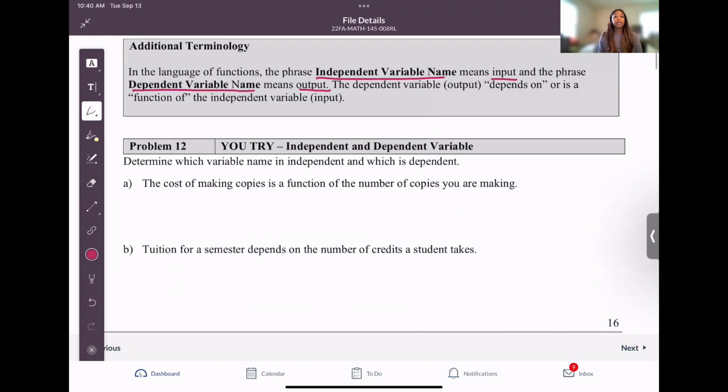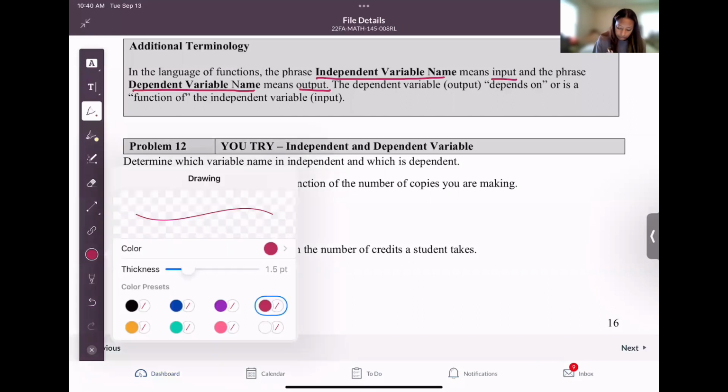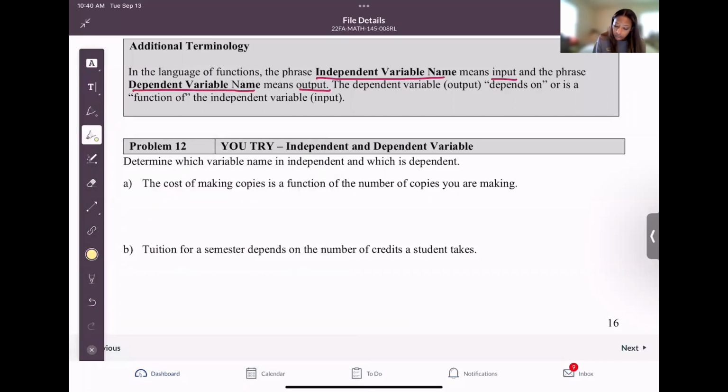Now we get to try one of these. The cost of making copies. Determine which variable is the independent variable and which is the dependent variable. So the cost of making copies is a function of the number of copies you're making. Remember, the dependent variable is a function of the independent variable.